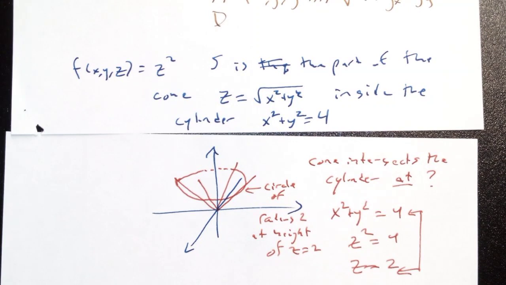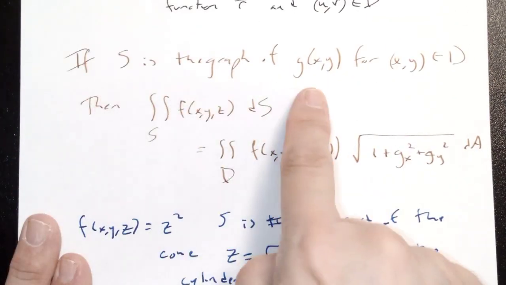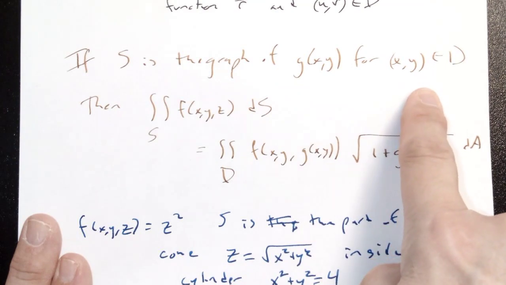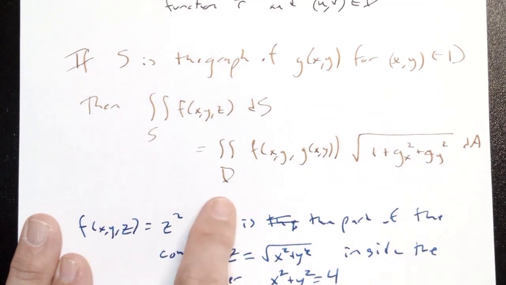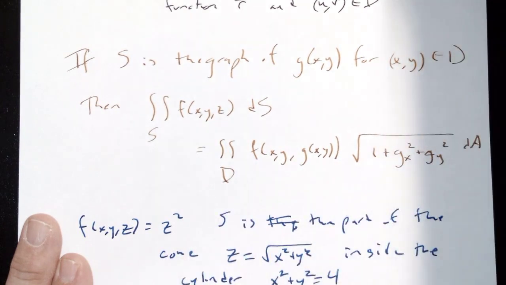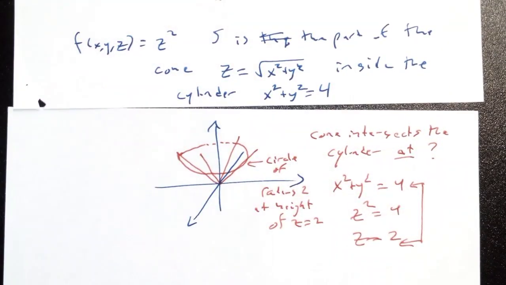Now, I want to add up z squared at every point on the surface of this cone. So I'm going to take little samples, add them all up, and shrink the sample, so I'm going to do an integral. The integral gets done in the xy plane. Go back to the formula up here. S is the graph of some function for x, y in some domain. Then this integral on S becomes this integral on D. S is in red here. What's D?